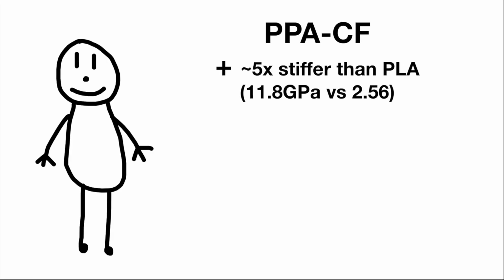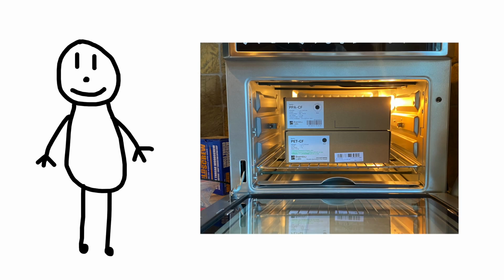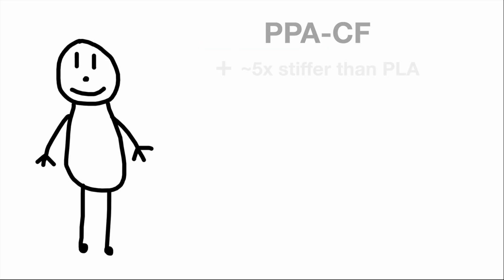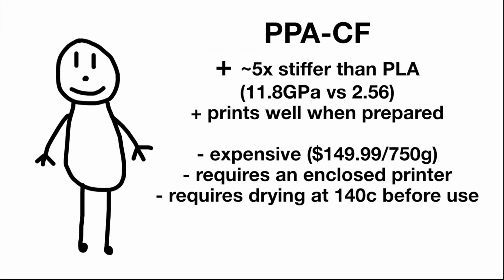And finally, PPA-CF. It's undeniably the top dog. Running laps around the stiffness of PLA, it's just in a league of its own. I've been shocked at how easy to use it's been. I've had no warping or bubbling, or any problems like that at all. But then again, ultimately, I did have to buy a whole convection oven just to dry it out before I could even use it. It's certainly not for everyone, but if you've got the budget and an enclosed printer for it, you can definitely benefit from it.